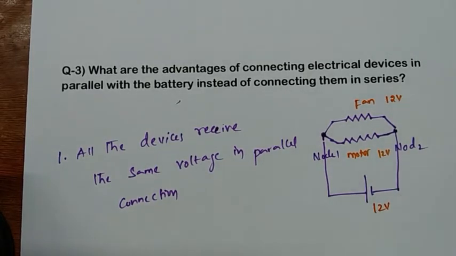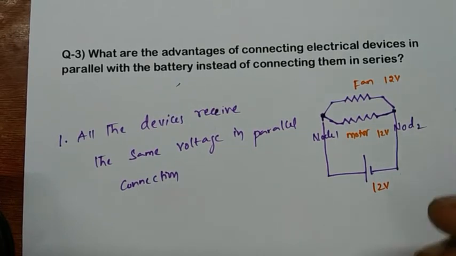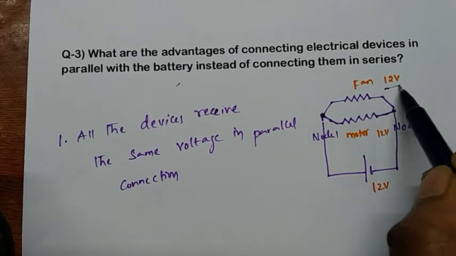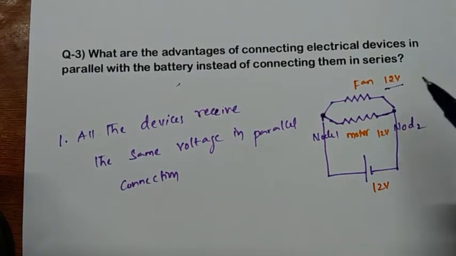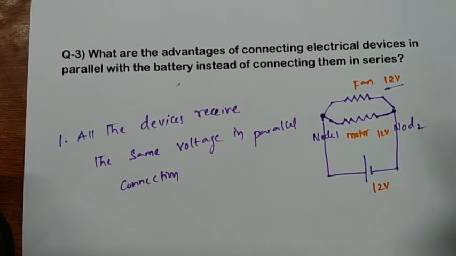That is the first advantage. How does it become advantageous? For example, if I am inventing a new fan, I should follow certain conditions: the fan must work with 12 volts, so if it is connected to a 12 volt battery, it has to run. We can fix these initial conditions ourselves.